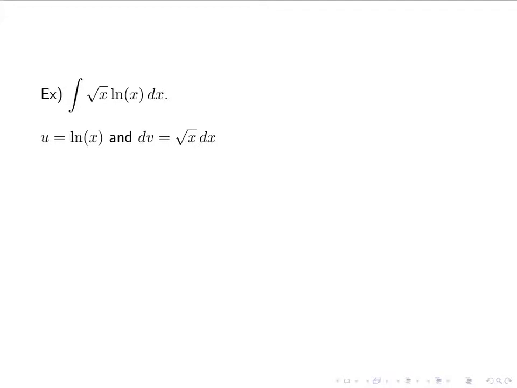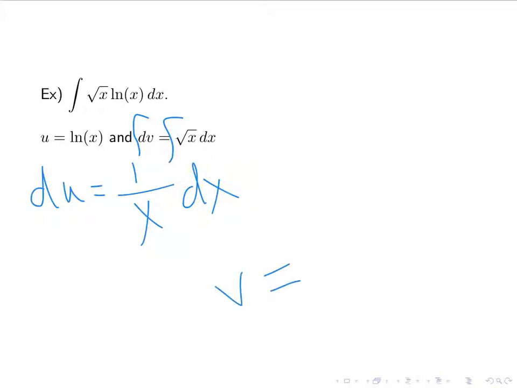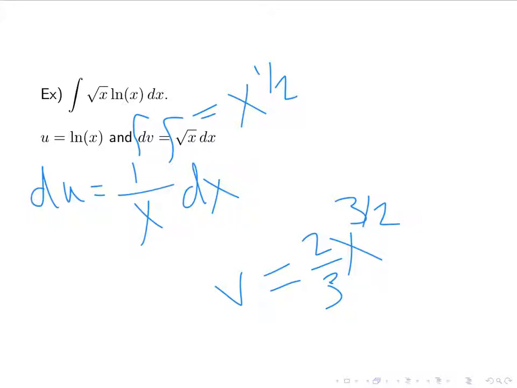Okay. And then again, we differentiate u. The derivative ln of x, remember, is 1 over x dx. And then the dv will integrate. Again, the integral of dv is v. The integral of the square root of x dx, remember, this is x to the 1/2. So I'll add 1 and then divide by my new exponent. Okay, I'm not going to spend a lot of time doing out these steps, the du, the v, because again, this is stuff that we should know already.